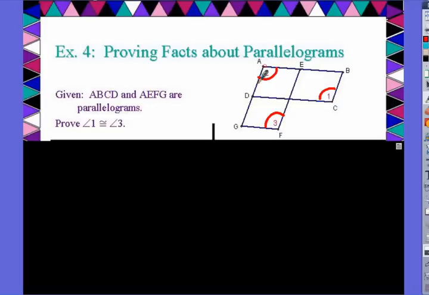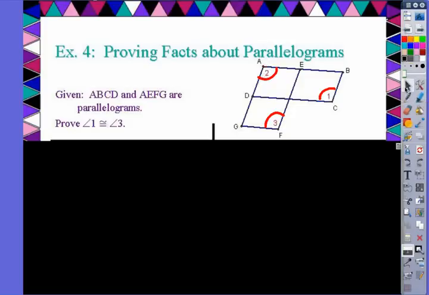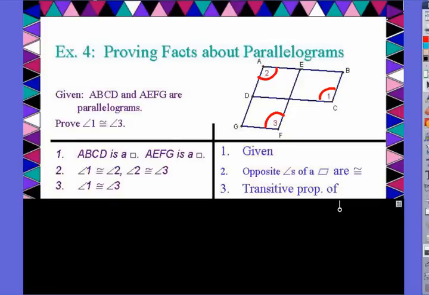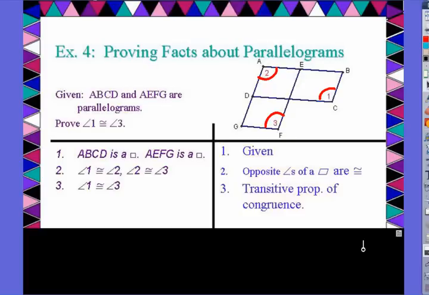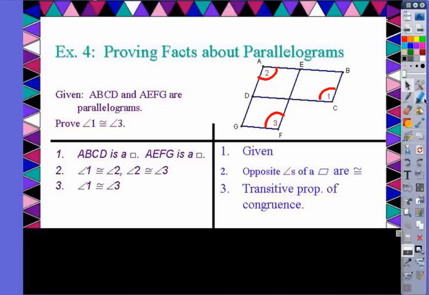Now, if 1 and 2 are congruent, and 3 and 2 are congruent, somebody raise your hand. What's the property that would tell me that 1 and 3 are also congruent? See if you can think of it. I know it's on the list, so you can always look at the list. But does anybody remember? What do you think? Transitive. Very good. Okay, so there's our proof. We know that 1's congruent to 2, 2's congruent to 3, like we said, opposite angles in a parallelogram are congruent. Then the transitive property would tell me that 1 has to be congruent to 3. Very good. Okay. All right, so what else?